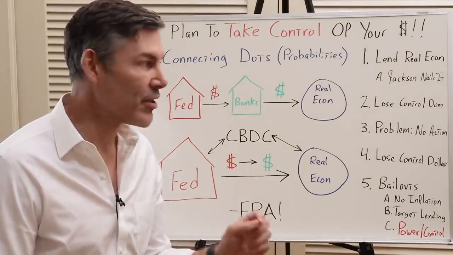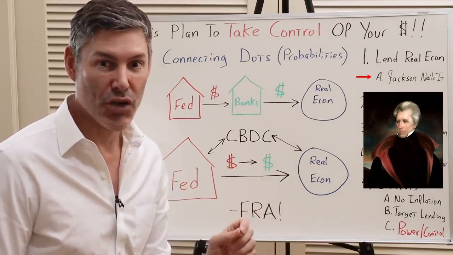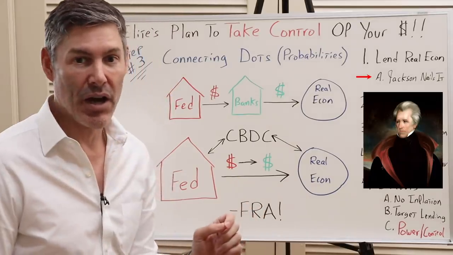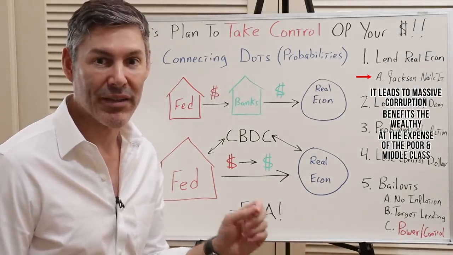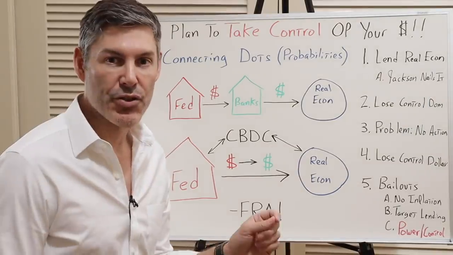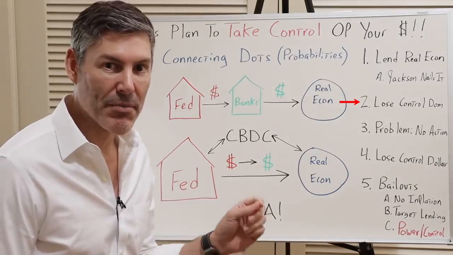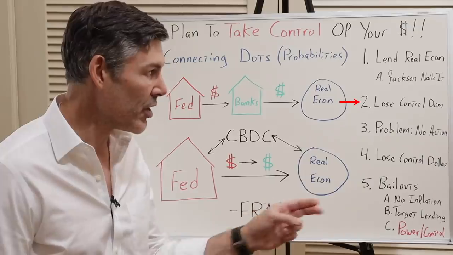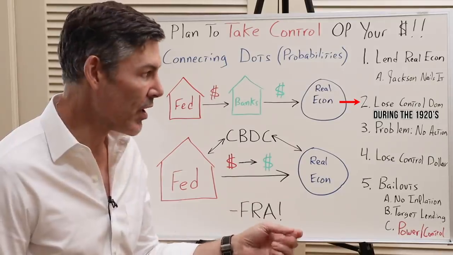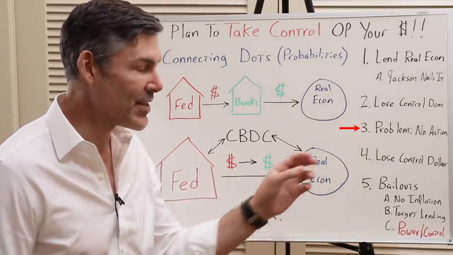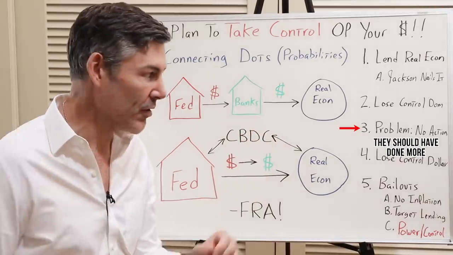And I want to point out as a quick side note, Andrew Jackson absolutely nails it as to why we, the general public, should be extremely leery of a central bank. It leads to massive corruption and benefits the wealthy at the expense of the poor and middle class. Historians and today's economists believe that the Fed started to lose control over the domestic monetary system and supply of dollars during the 1920s. And as a result of not understanding how the system worked, they created the Great Depression by not taking action. They were too complacent. They should have done more to fix the problem.